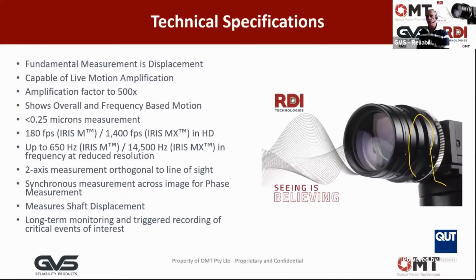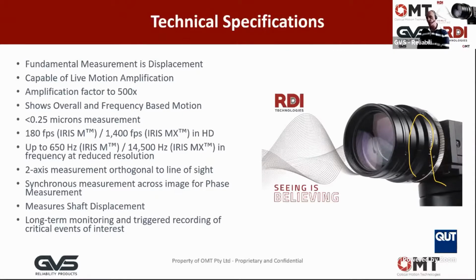As opposed to the RSMX, which is the high-speed camera, and it'll go up to a maximum of 1,400 frames per second in HD, which I don't think would be required in structural health monitoring applications. I think most of what we would be looking at there would be with the standard RSM camera.